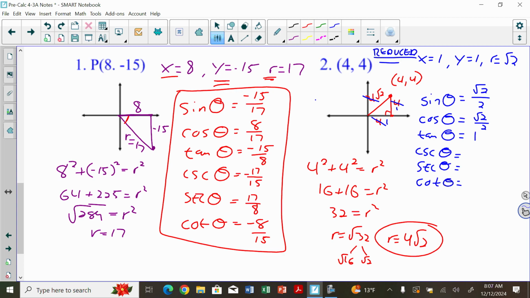Tangent's going to be 1. And then my reciprocal is going to be square root of 2 here, square root of 2 here, and 1 here for all my values.